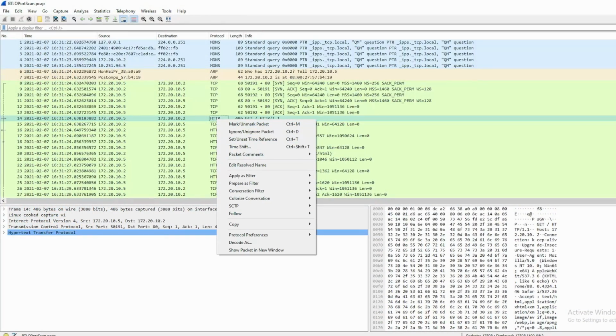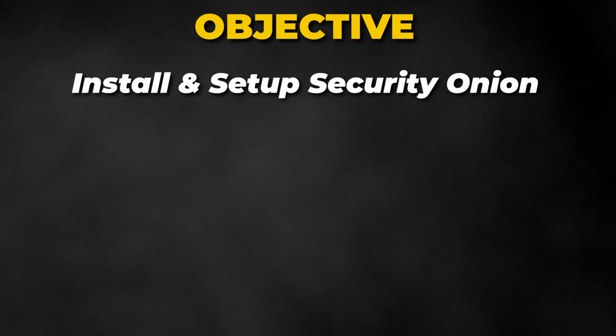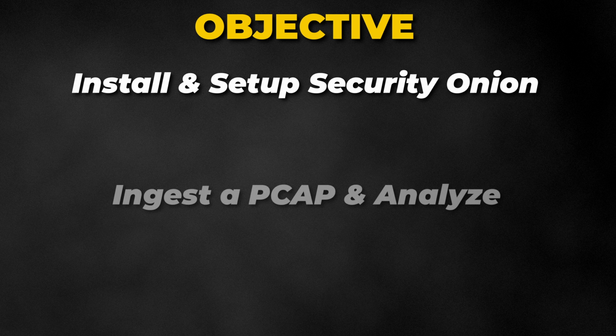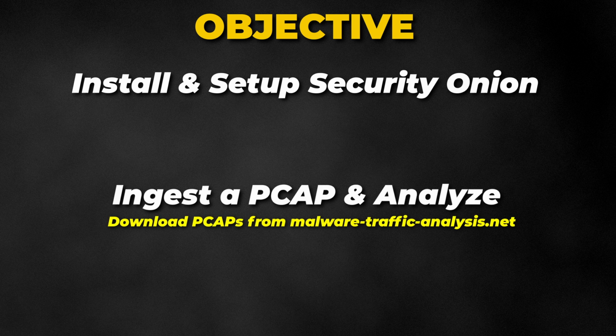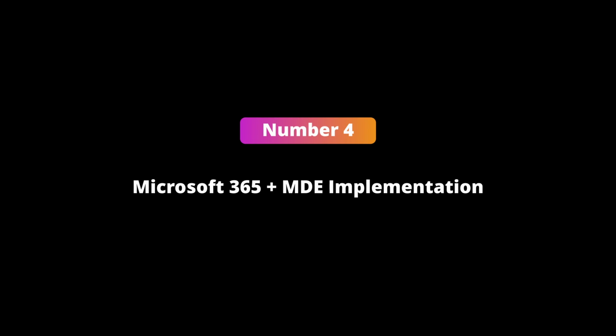Network analysis in the SOC, specifically with PCAPs, is a skill that not many have, unfortunately. Spin up Security Onion and ingest a PCAP into it, and then begin performing your analysis. If you aren't too sure on how to investigate a PCAP or even get started with Security Onion, I'll leave my video in the comment section down below. Your objective: install and set up Security Onion. Ingest a PCAP into Security Onion and query for suspicious activity. You can get PCAPs from malwaretrafficanalysis.net. Project number 4, Microsoft 365 plus MDE implementation, aka Microsoft Defender for Endpoint.